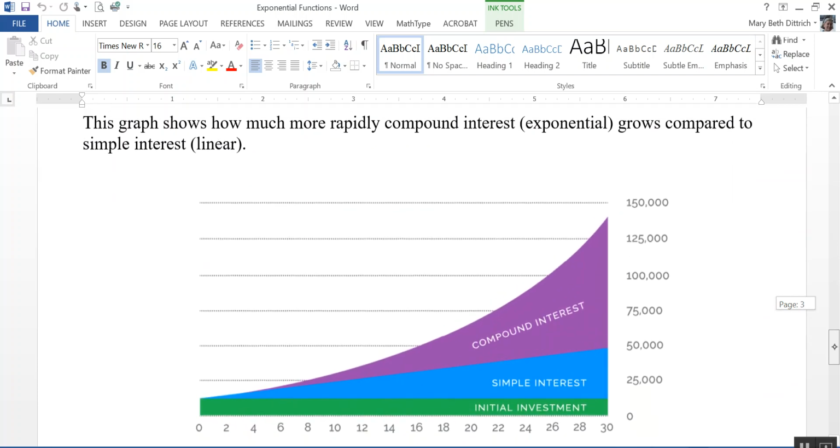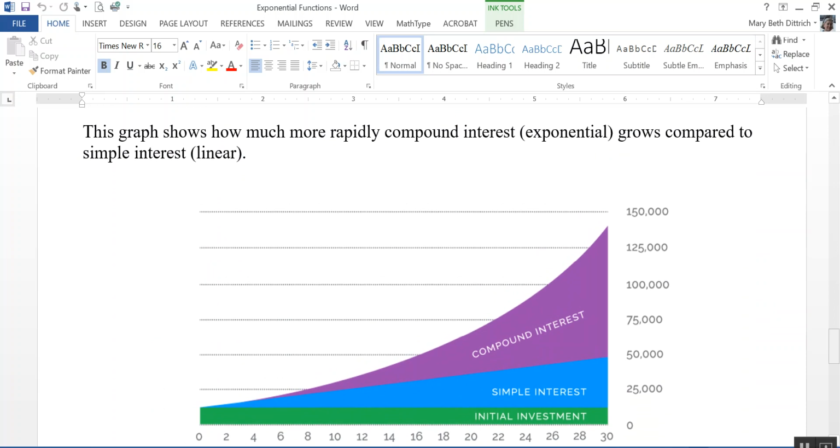Here's a nice graph that shows how much more rapidly compound interest, that is exponential, grows compared to simple interest, which is linear. If your initial investment is this amount here, simple interest just grows as a line. However, compound interest, because the interest is calculated on whatever previous interest you earned, grows much more rapidly.